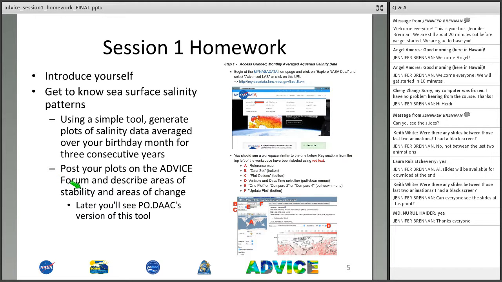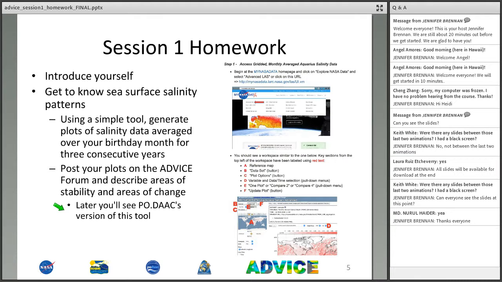What we're asking you to look for are areas of stability and areas of change. When Tony was showing you the Aquarius movie, you probably noticed there are some areas where salinity is very stable and other places where it changes. Later, in Session 3, Vardis is going to do a demo of the PO.DAAC version of this tool, which is much more complicated, but it has a lot more data types that you can work with. You can do Hovmöller diagrams. There's all sorts of things you can do with that.